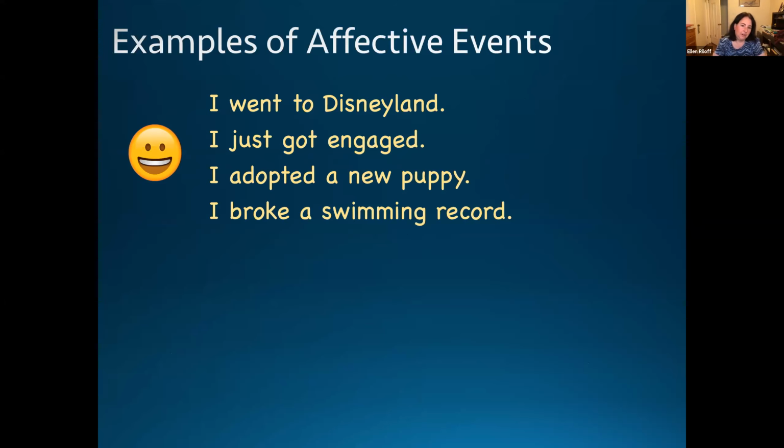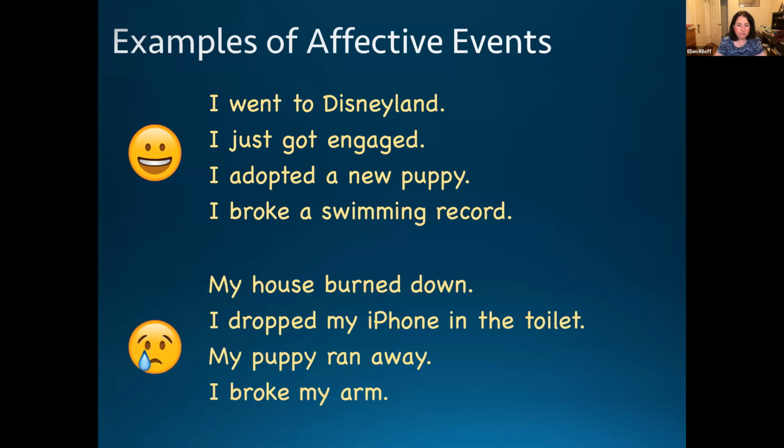So we talk about the positive or negative direction of an emotion as polarity. So emotions and events in this case have either positive or negative polarity. And I think about the polarity of an event as being a prior polarity. So the default is, I would assume, if you tell me you went to Disneyland, got engaged, adopted a puppy, I'm going to assume by default that you're happy about that unless you tell me otherwise.